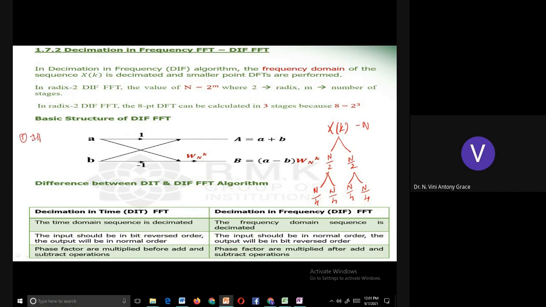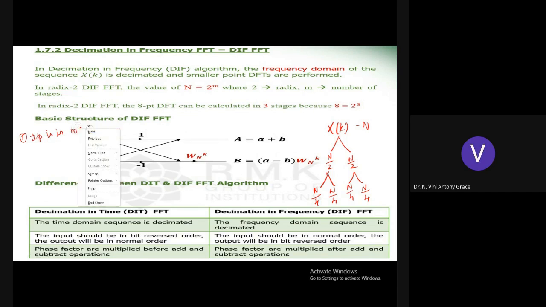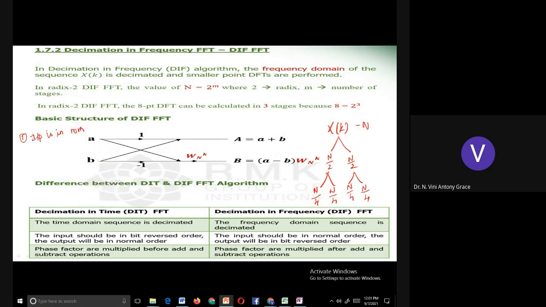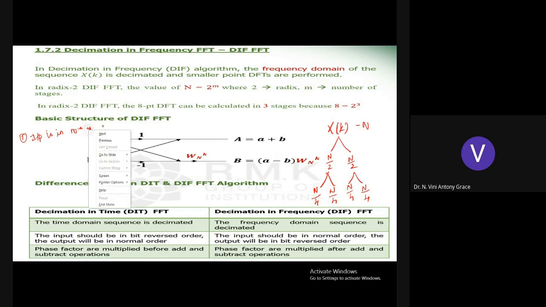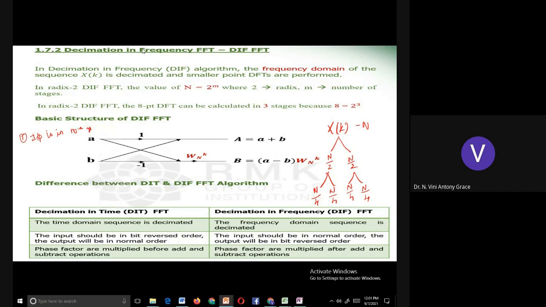The very first difference is input will be in normal order. Normal order. Input is in normal order. Take down that. What is the difference between DIT and DIF method? In DIF, input will be in normal order, whereas the output will be in bit reversed order. This is a contradiction to DIT method. It will be the vice versa in DIT.